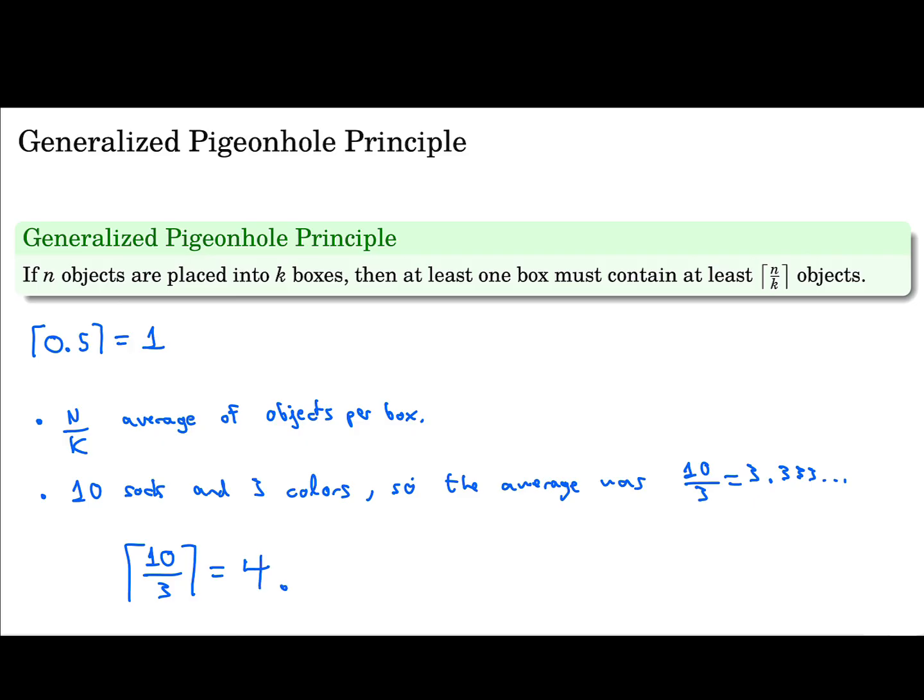And so this is the generalized pigeonhole principle. The idea is if you distribute n objects among k boxes, then some box must contain at least the average number of objects rounded up.